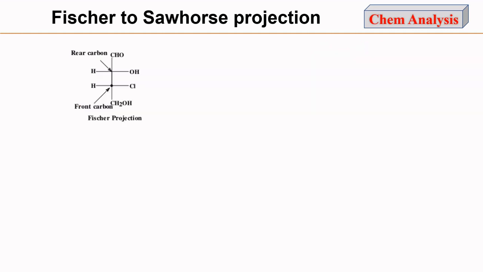Here we can see that this is the front carbon atom and this is the back carbon atom in the Fischer projection formula. So if we convert this structure into the Sawhorse projection formula, it will be, since here the CH2OH group is on the vertical below, so in the Sawhorse projection formula this CH2OH group will be below the plane and Cl is on the right side.